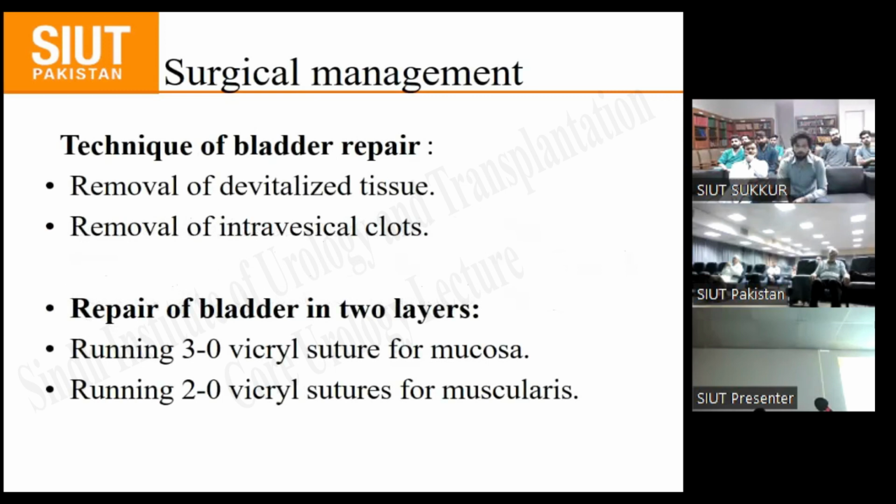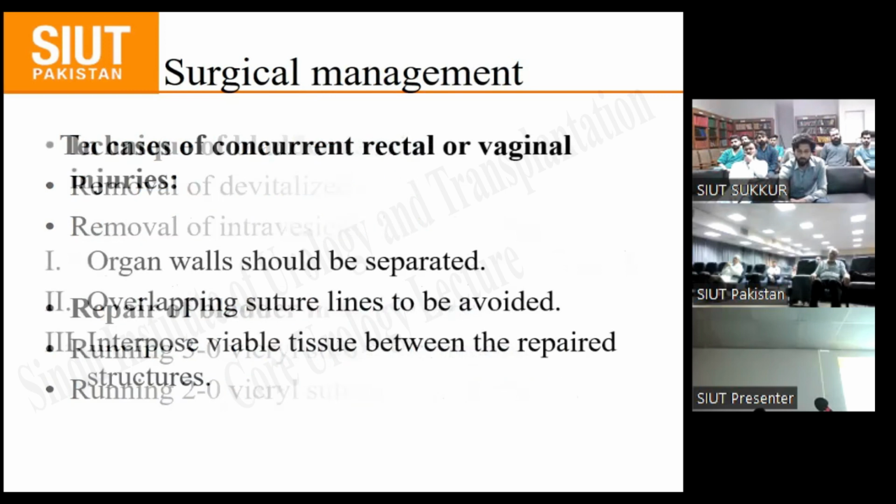Now, coming to surgical management, how do we repair the bladder? The basic techniques include removing devitalized tissue, any foreign body, and intravesical clots, and then the bladder is repaired in two layers. The first layer is the mucosa, which is usually repaired with Vicryl 3-0, and then the muscularis, which should always be repaired in double layer.